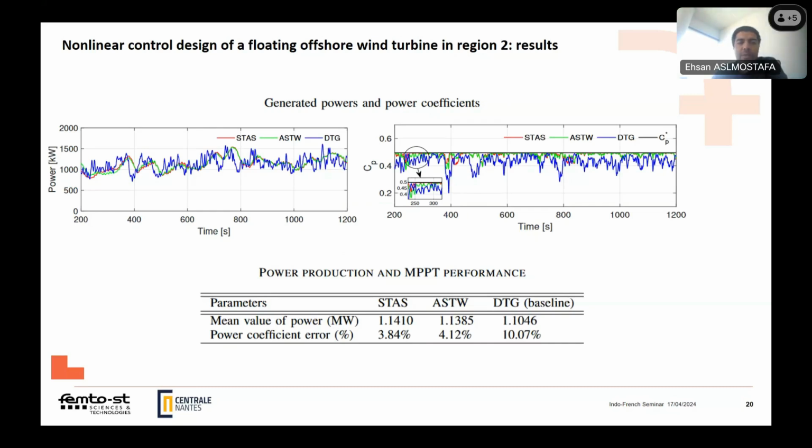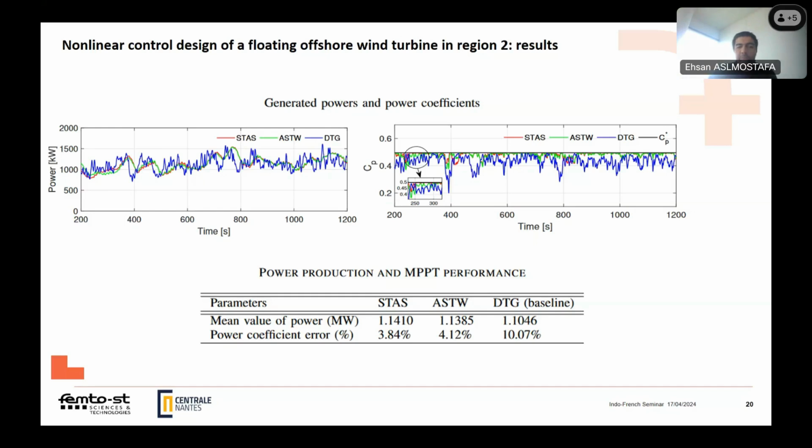At the left side, you can see the generated power, and at the right side, you can see the power coefficient, CP. CP here is a criterion to show the efficiency and reliability of our controller. As the given CP is close to CP star, our controller has better performance.